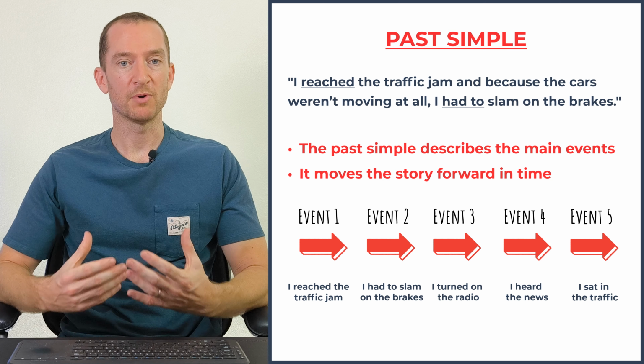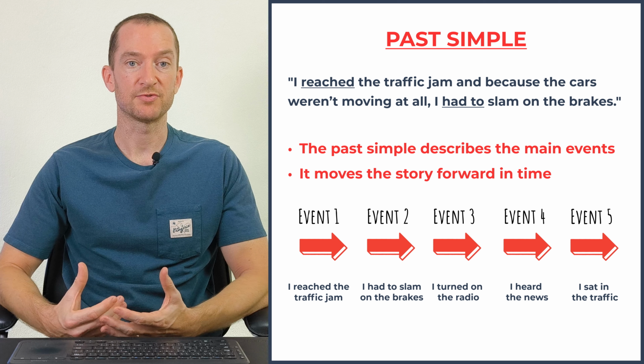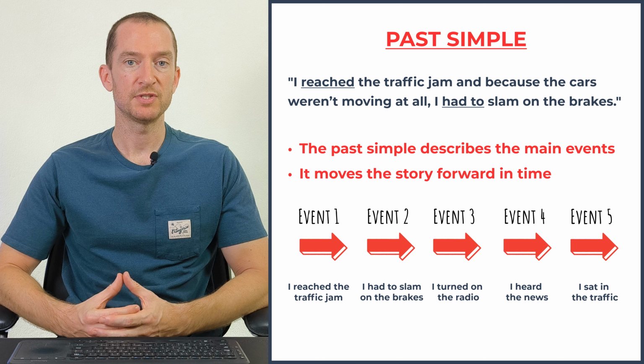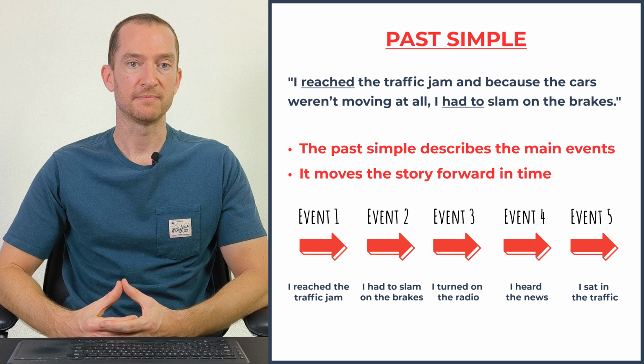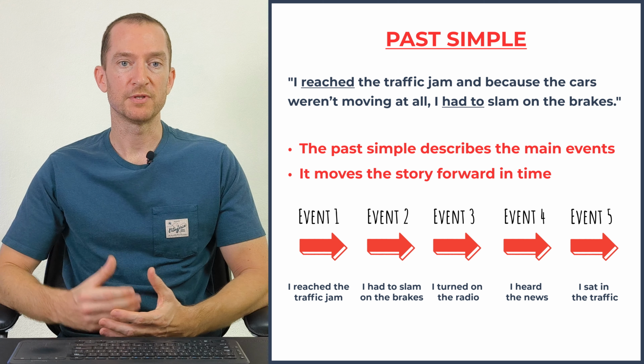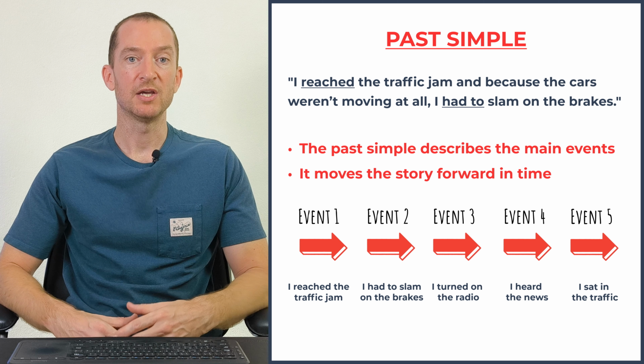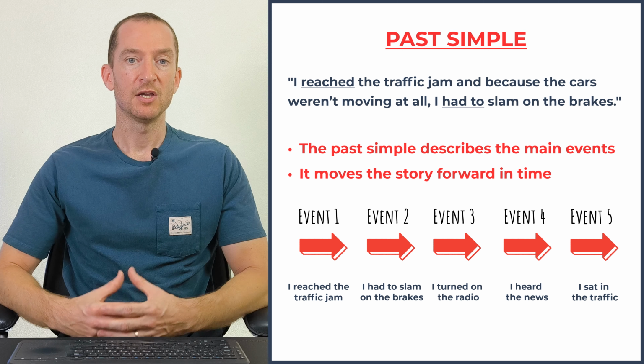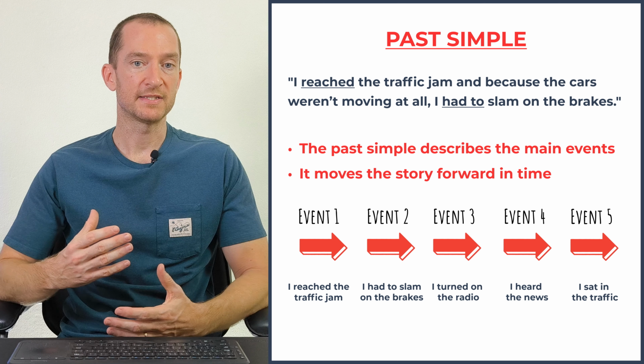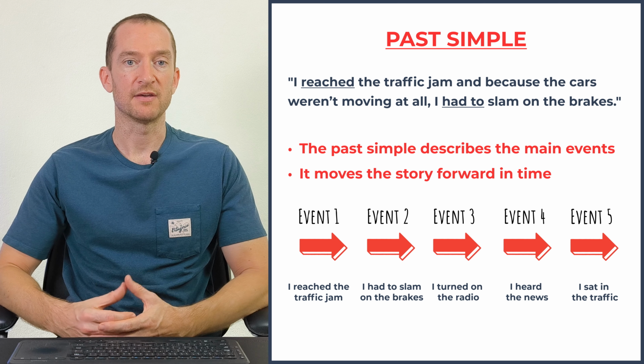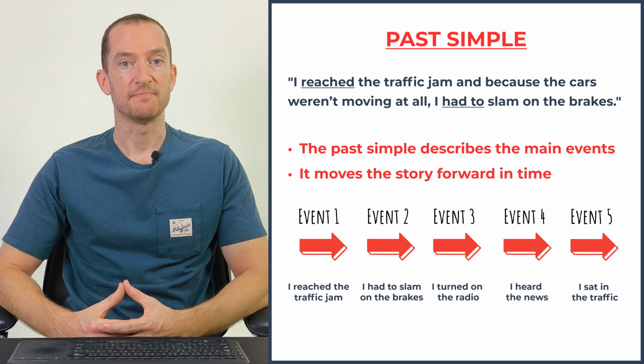Now let's take a look at each of these tenses, how they're formed and when to use them, beginning with the past simple tense. The past simple is probably the most important tense for telling stories because we use it to describe the main events in the story. It also moves the story forward because we use it to describe consecutive events. Consecutive events are events that follow one after the other, moving forward in time.